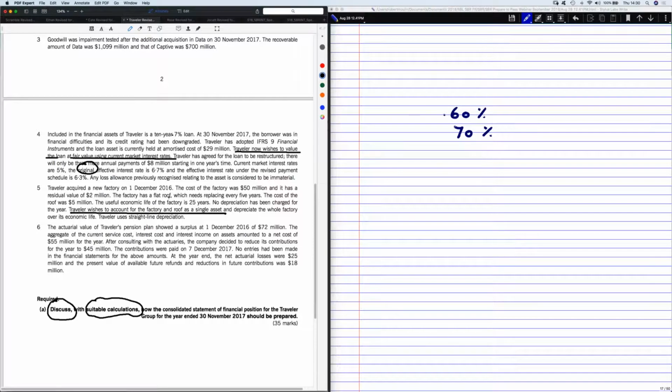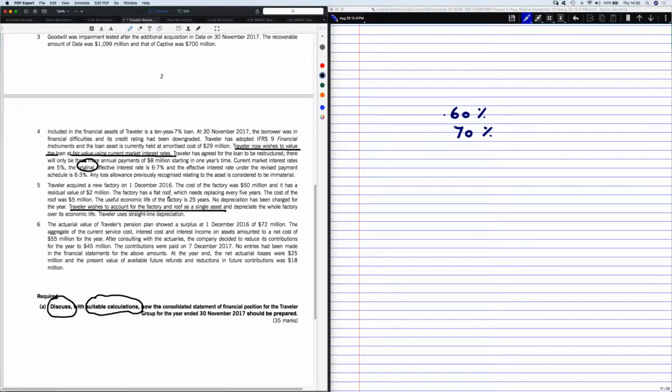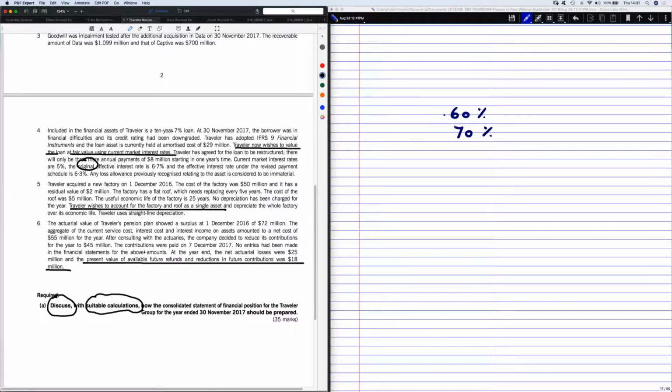At the year end, the actuarial losses were 25 million and the present value of the available future refunds and reductions in contributions was $18 million. Please tell me, what's another way of explaining that $18 million at the year end? What is that $18 million? What's the definition of that $18 million?